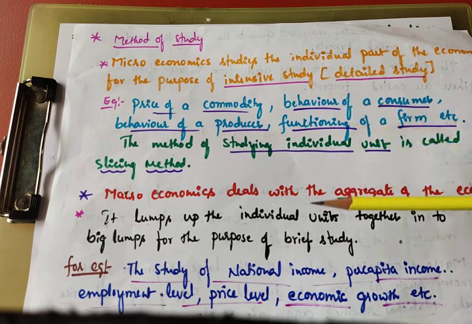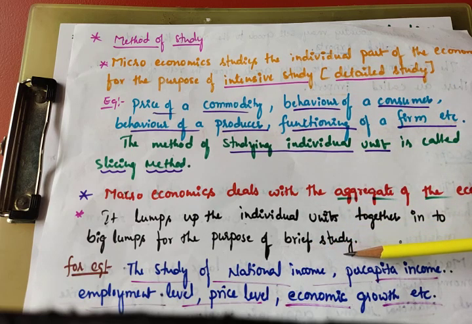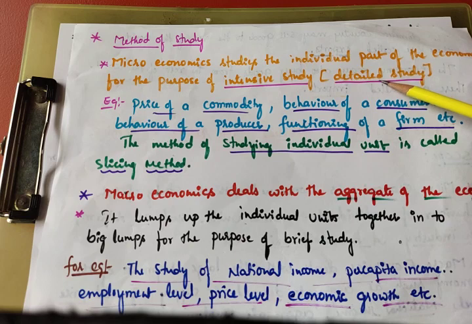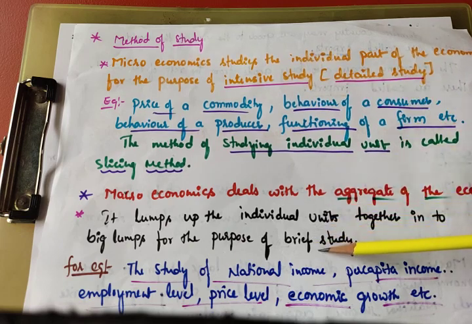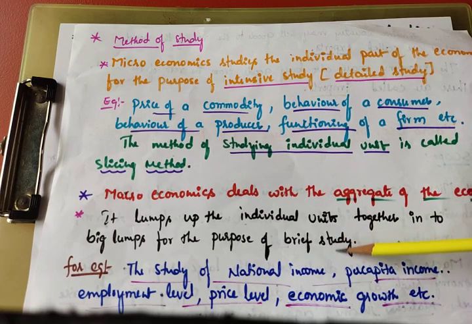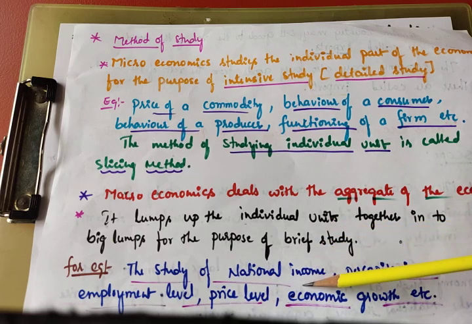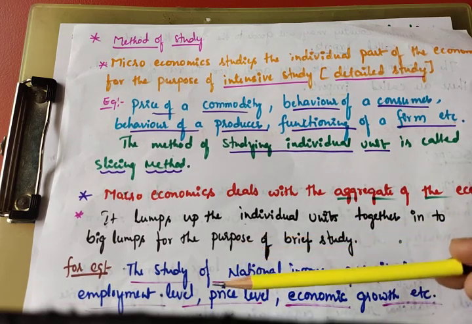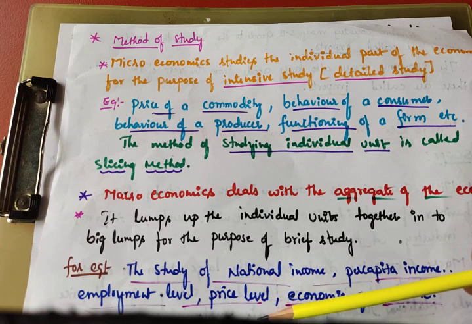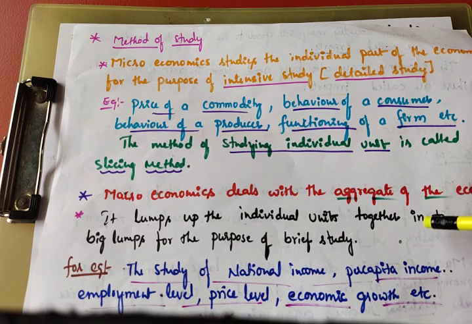Microeconomics is an intensive study, a detailed study. Macroeconomics is a brief study. That means it gives the entire picture of an economy. Macroeconomics studies the economy as a whole. For example, national income, per capita income, employment, aggregate employment level, aggregate price level, economic growth. Macroeconomics studies the entire economy, while microeconomics studies small parts of an economy.